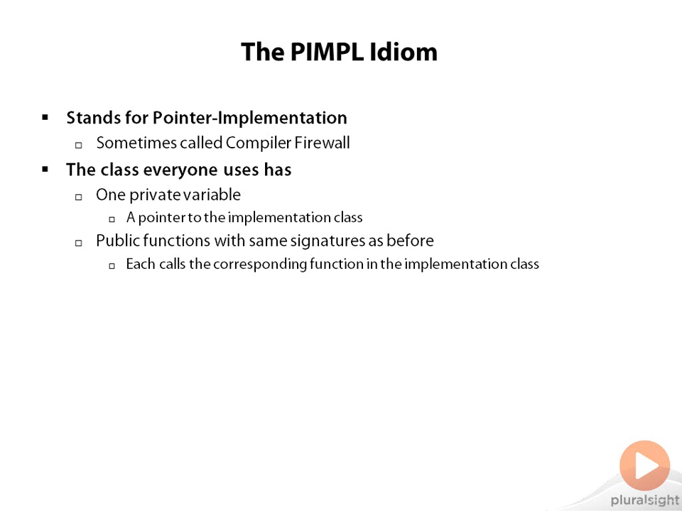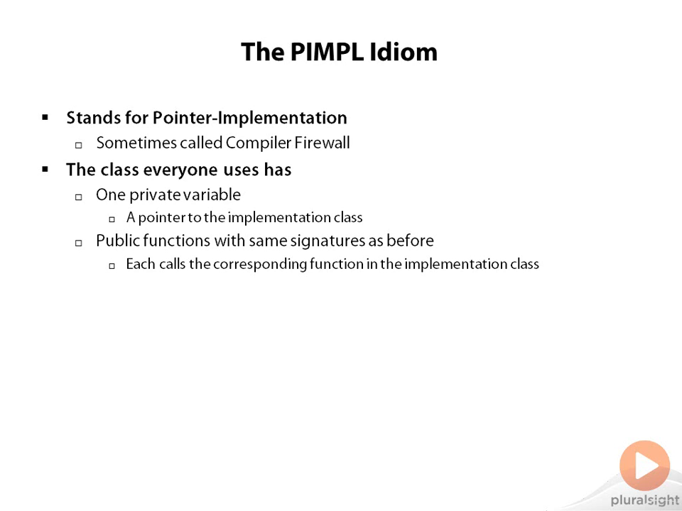The deal is this: you take that popular class that everyone uses and you change it so that it just has one private variable, which is a pointer to the implementation class. The implementation class has all the guts that used to be in the popular class. It has all the private member variables, and it has all the functions with all the functionality.